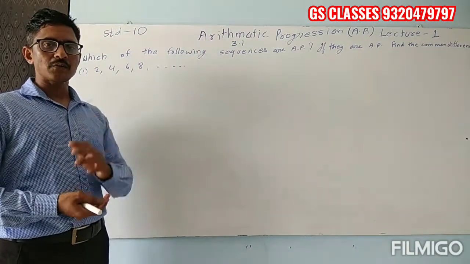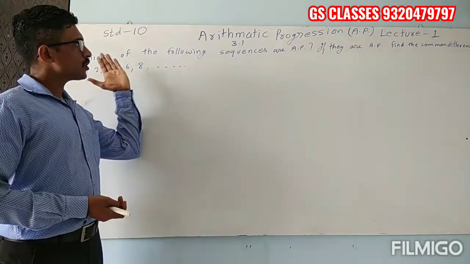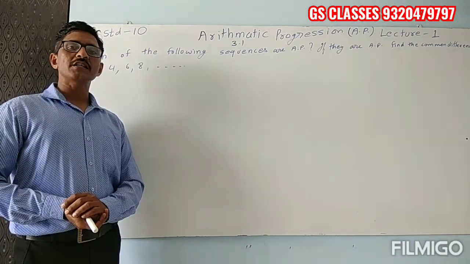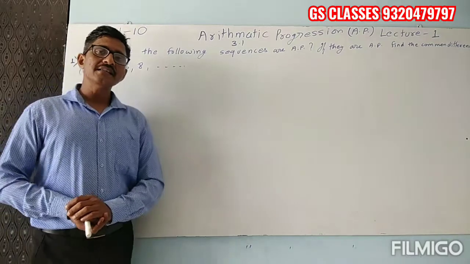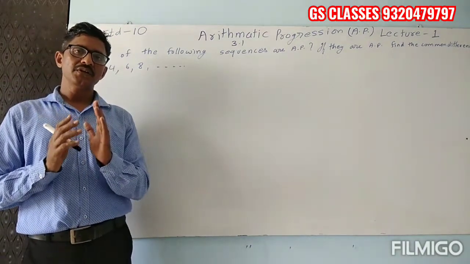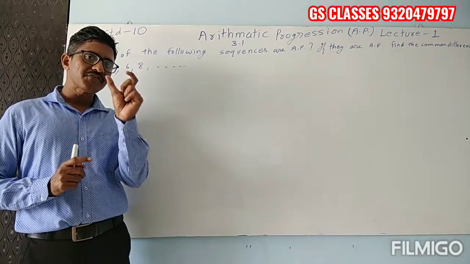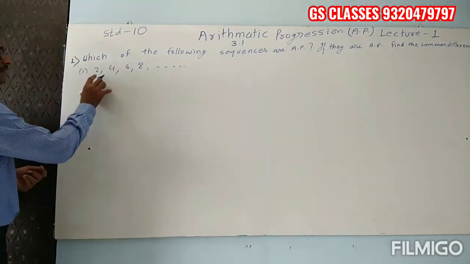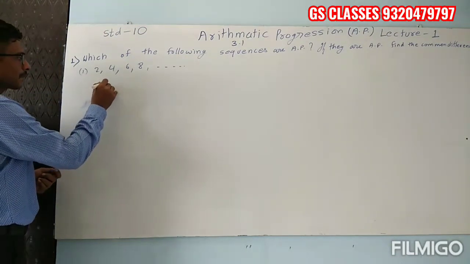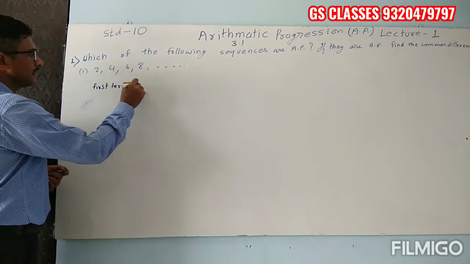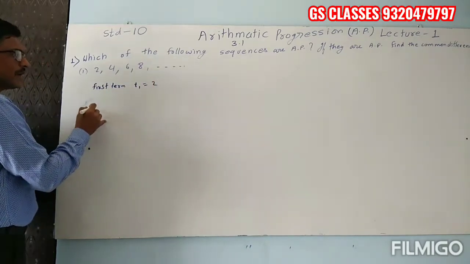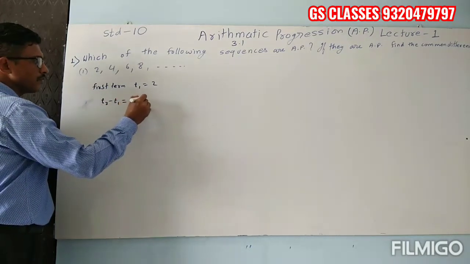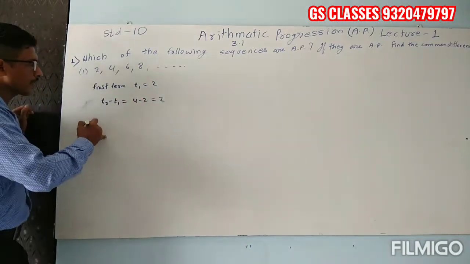Now see what they are asking in the question. They are asking which of the following sequences are AP? Children, the criteria is fixed. If there is a constant difference, then only it is an AP. So here we will write the first term T1 is 2 and so on. So T2 minus T1 is going to be 4 minus 2, which is 2.